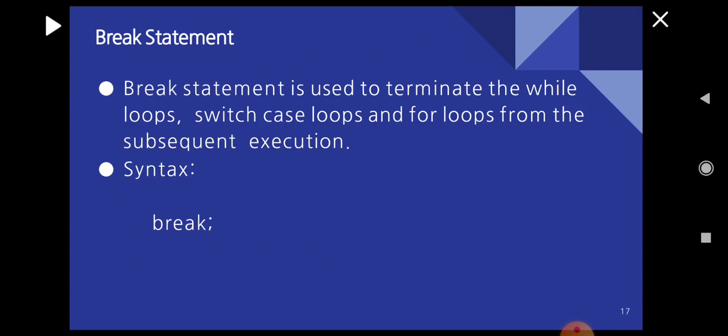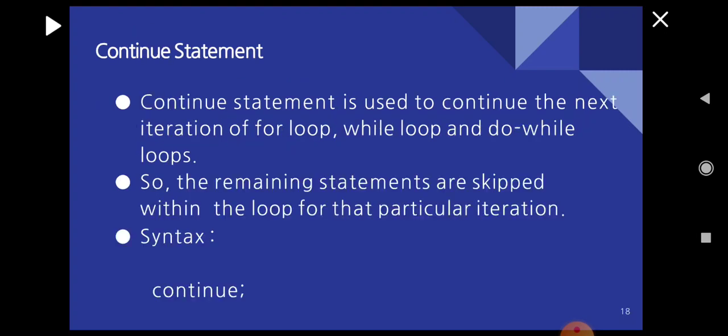Break statement is used to terminate the while loop, switch case and for loops from the subsequent execution. That is, break statement will help us to terminate from any of the loops. Continue statement is used to continue the next iteration of the for loop, while loop and do while loop. So the remaining statements are skipped within the loop for the particular iteration.